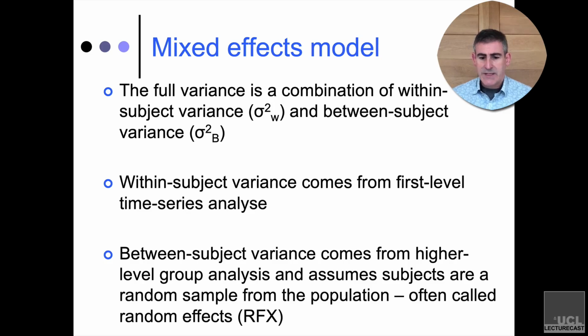So let's start with the mixed effects model, or random effects, because this is what we normally want to get to. And as I said, the full variance that we're interested in here is a combination of the within subject variance, which I'm going to abbreviate as sigma squared with a little w for within subject, and the between subject variance, which is sigma squared with the b. So the full variance is a combination of those two things.